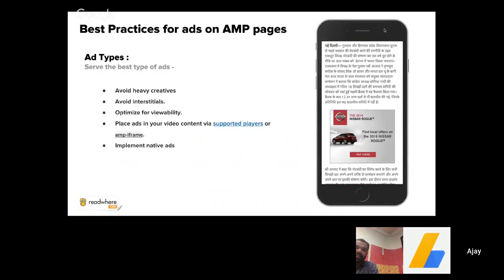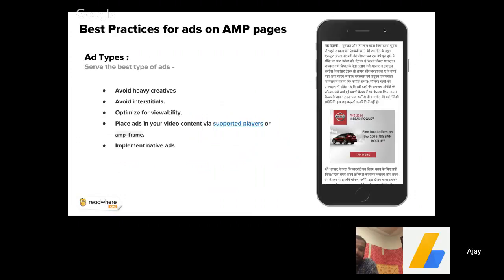Next is what are the best ad types you can have on your AMP pages. First is avoid heavy creatives. For example, avoid any heavy video which needs to be rendered, or any heavy GIF file you want to render on the page, because an AMP page will load very fast, and that will hamper the page speed. Plus, the viewability will not be that good.